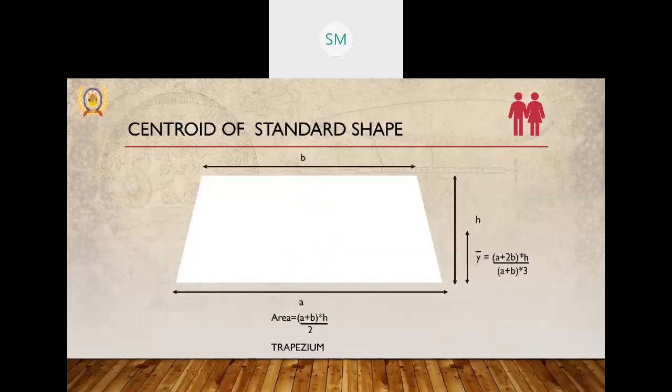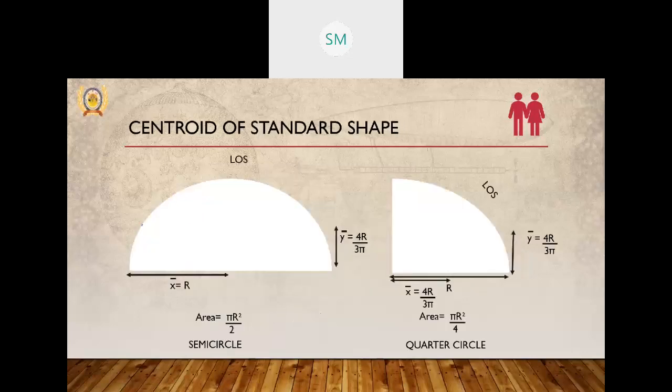Come to the next figure, that is the trapezium having two parallel sides A and B. The area will be half into the sum of parallel sides into height, and the centroid will lie at y bar, that will be (a plus 2b) into h upon (a plus b) into 3 if we measure it from the a side. If you want to measure from the b side, that will be (b plus 2a) into h upon (a plus b) into 3. Similarly, other figures are curved figures like circle, semicircle, quarter circle.